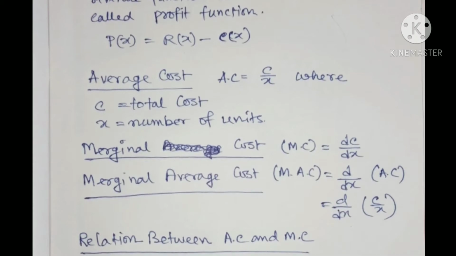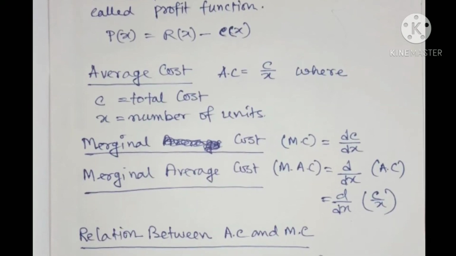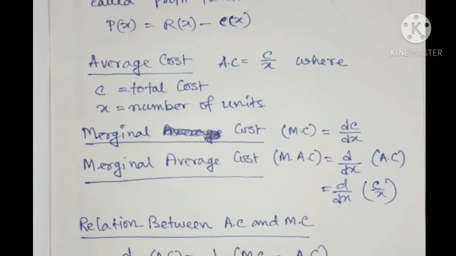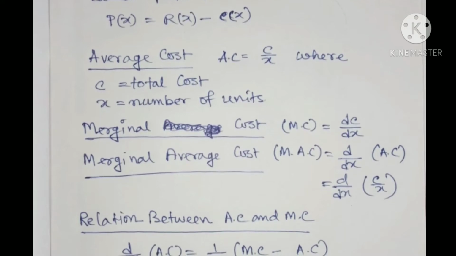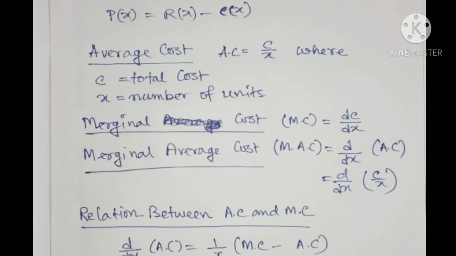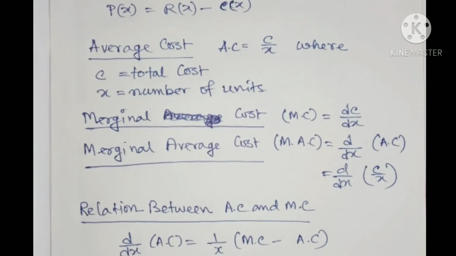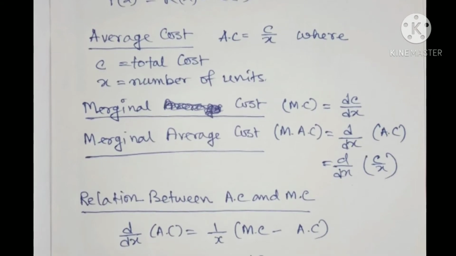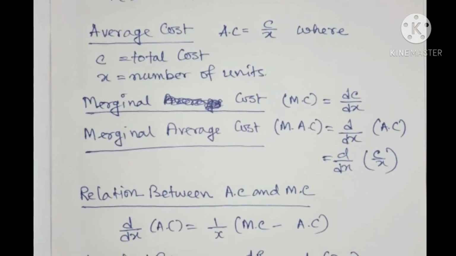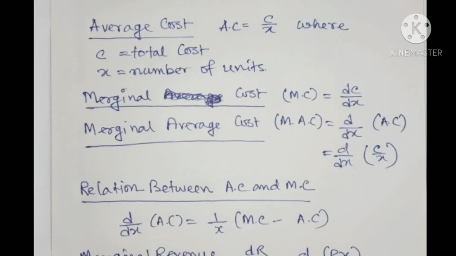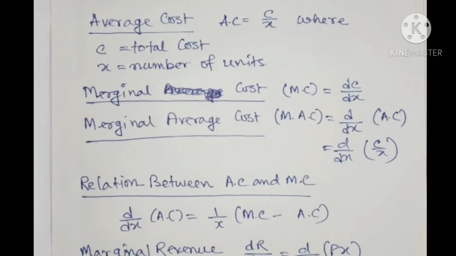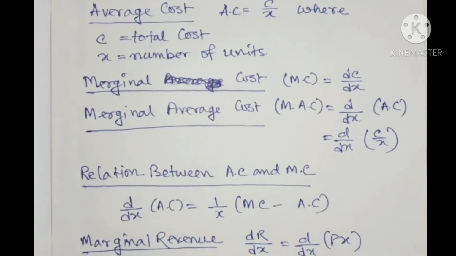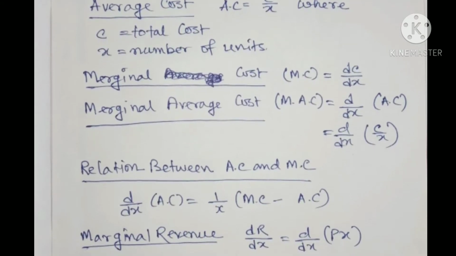Then we know about profit function, which is revenue function minus cost function. Then average cost, which is cost function by number of units, AC is equal to C by x. And then marginal cost, which is dC by dx. Marginal average cost d/dx of AC, that is d/dx of C by x. And the important relation between AC and MC, which is d/dx of AC is equal to 1 by x times (MC minus AC). Marginal revenue is defined as dR by dx, that is d/dx of Px.